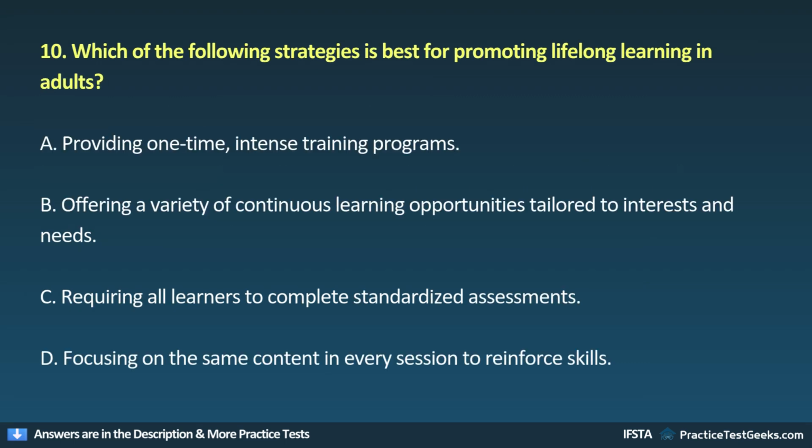10. Which of the following strategies is best for promoting lifelong learning in adults? A. Providing one-time intense training programs. B. Offering a variety of continuous learning opportunities tailored to interests and needs. C. Requiring all learners to complete standardized assessments. D. Focusing on the same content in every session to reinforce skills.